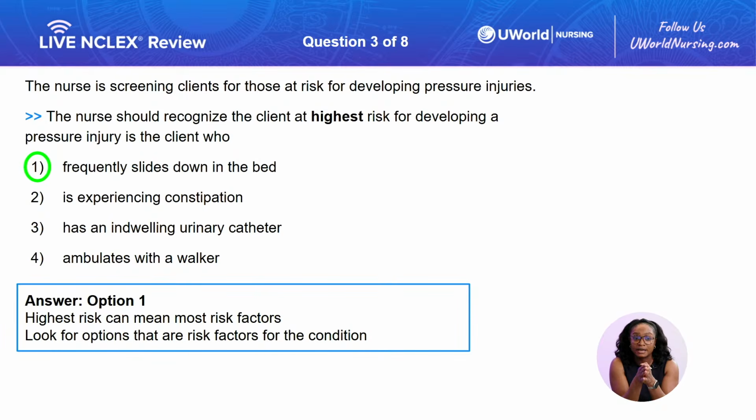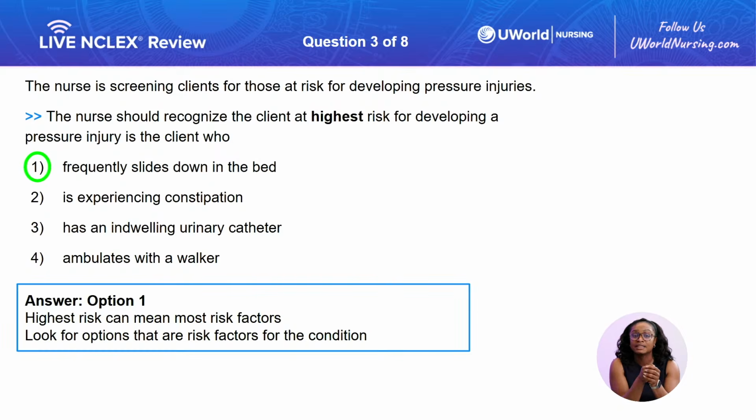So option 1 would be our correct answer because a client that frequently slides down in the bed has the actual impact of that pressure injury actually happening. It puts them at the highest risk because they're having that friction and shear with their body sliding down against the bed. So they're actually having that contact creating that pressure injury. All the other options could potentially lead to it, but it doesn't have that actual direct contact.